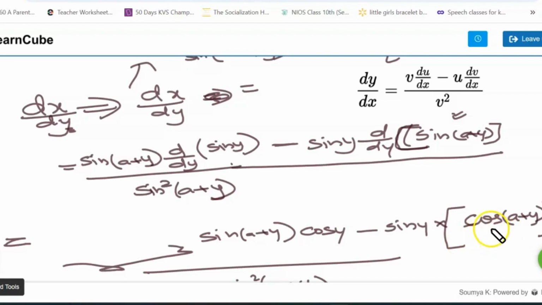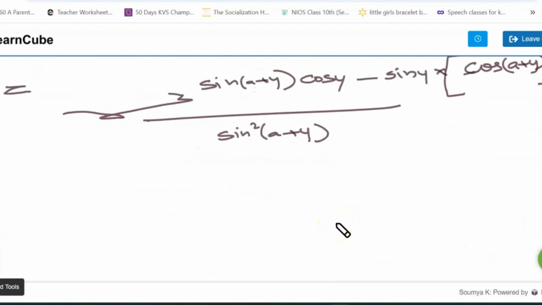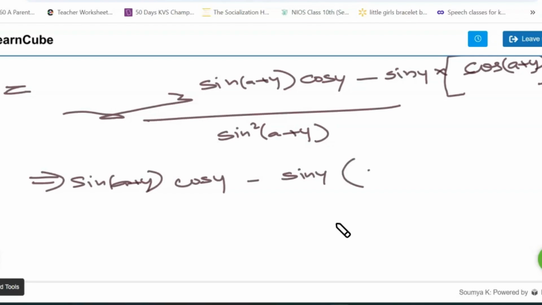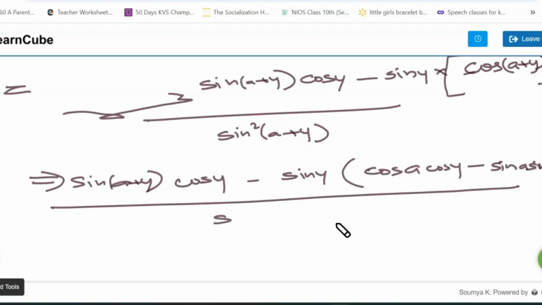Okay, so this is there. Now what we have to do is elaborate it again. Sine of a plus y cos y minus sine y into, elaborate this as cos a plus b. So cos a plus b will give you the solution as cos a cos b minus sin a sin b, all over sin square a plus y.